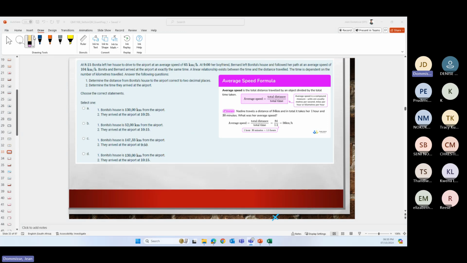Okay, so I looked at this and said, let's see what information we have. We need to get the distance, and then if we have the distance, we need to get the time of arrival. So I basically said, well, let's look at that formula. I need to get to total distance.